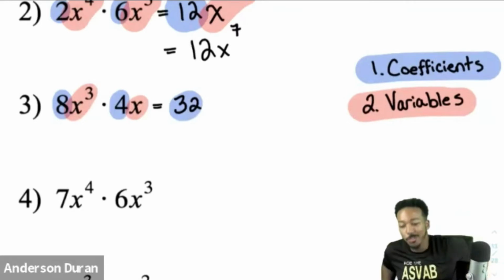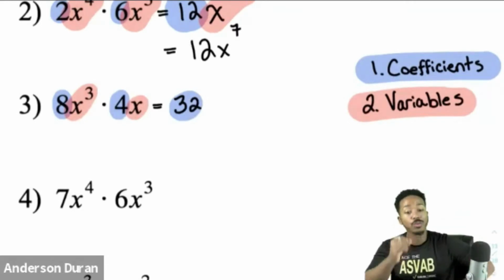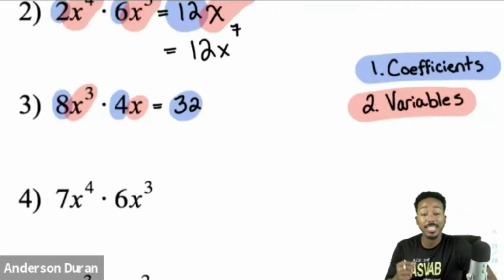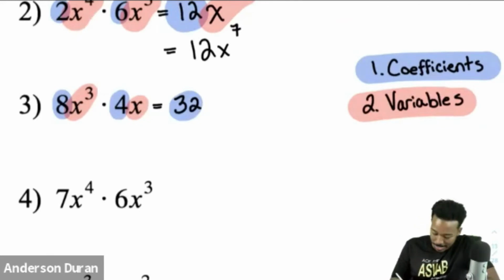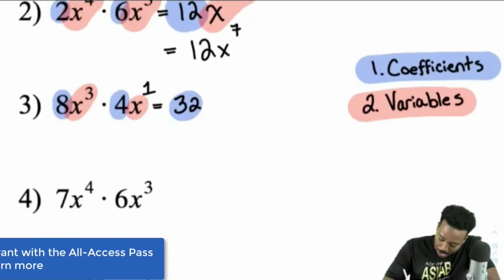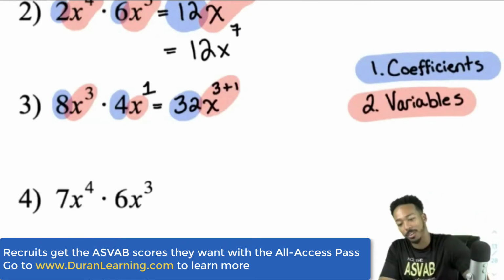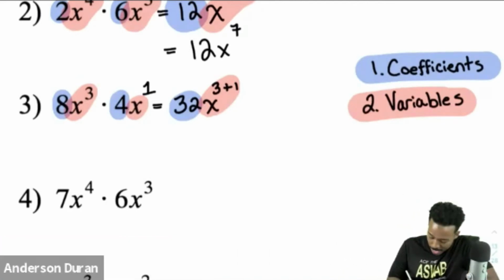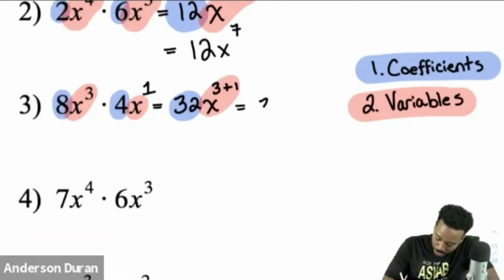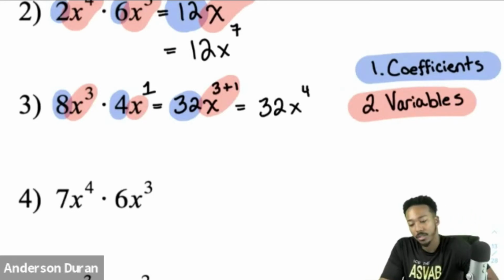That's right, 1. When you don't see an exponent, it is a 1. So that is actually a 1 right there. When we multiply, we're going to have x to the power of 3 plus 1, which means we're going to have x to the power of what total? Exactly, 4. And so we're good. That's going to be 32x to the power of 4.